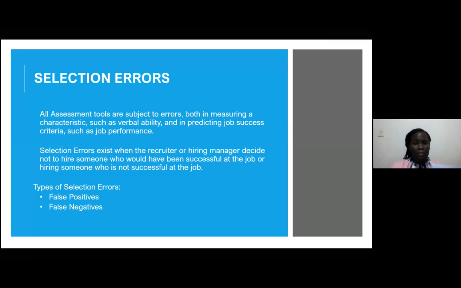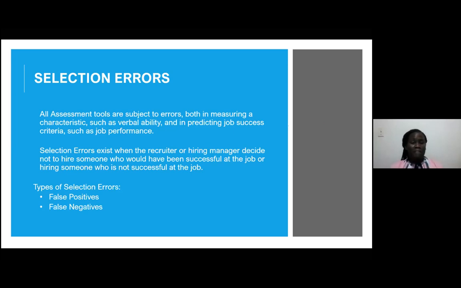When we speak about selection errors, like we said previously, no assessment tool is foolproof. So therefore, they're subject to errors. And this is something that Phillips and Gully pointed out, and we have to recognize that this is a fact. So as a recruiter, you want to be cognizant of these things when hiring persons for the job. So there are two types of selection errors that exist. These are false positives and false negatives.